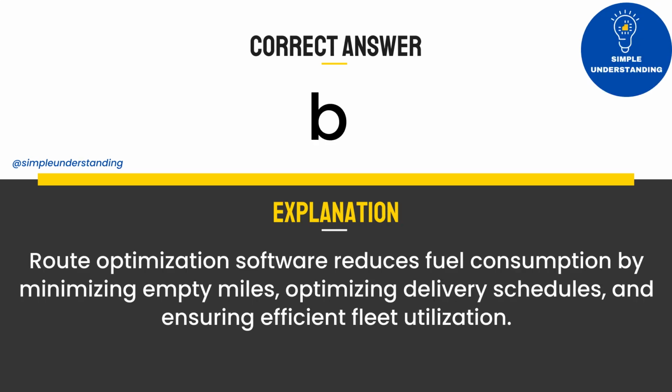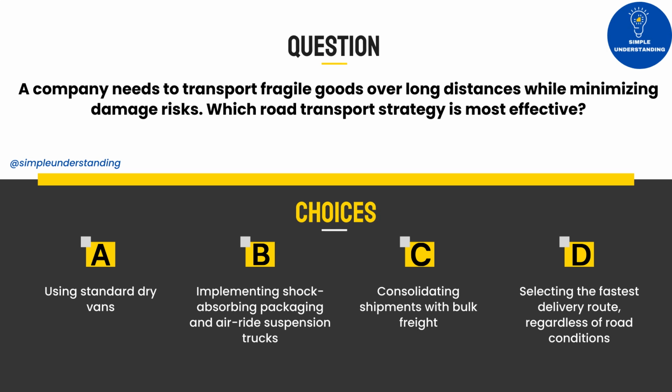Correct answer, B. Explanation. Route optimization software reduces fuel consumption by minimizing empty miles, optimizing delivery schedules, and ensuring efficient fleet utilization. 2. A company needs to transport fragile goods over long distances while minimizing damage risks. Which road transport strategy is most effective? A. Using standard dry vans.